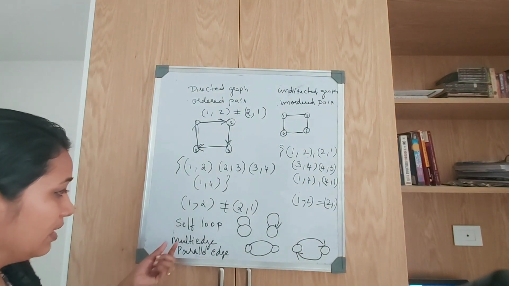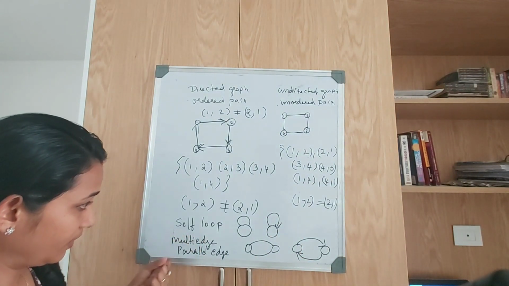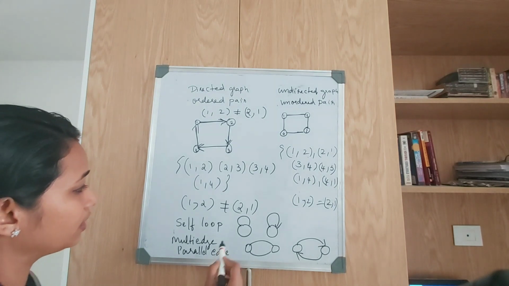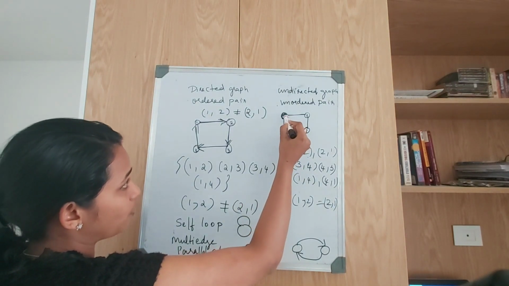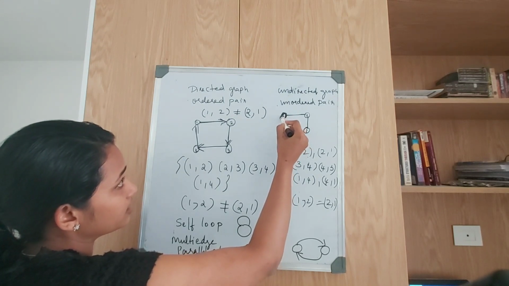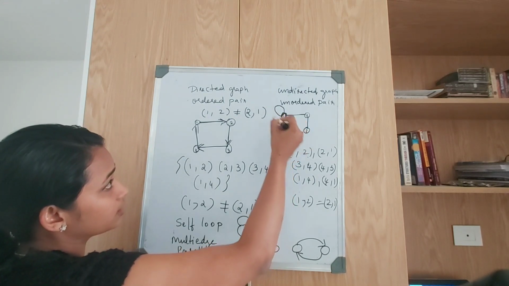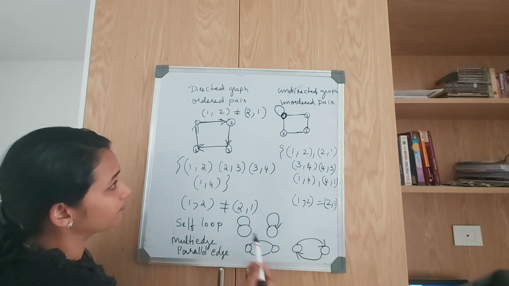Next what you're going to learn is self-loop. A self-loop is when, suppose this is a vertex which is 1, and this vertex has another edge which is connected to itself. That is known as a self-loop.